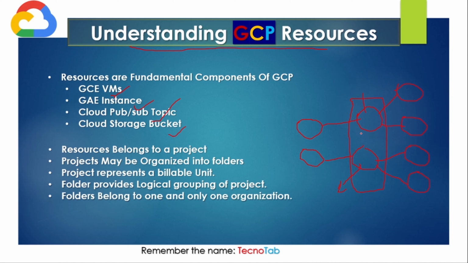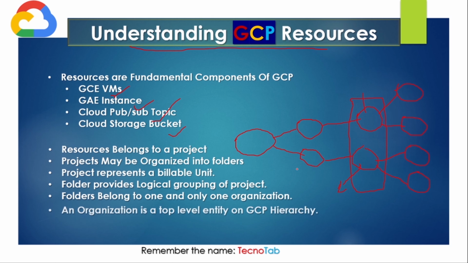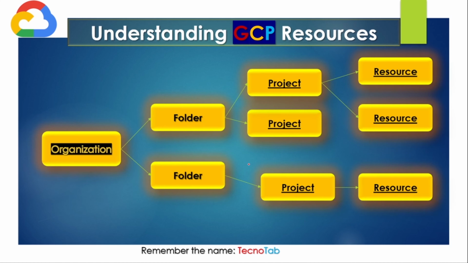The next thing is that these folders belong to an organization, and there will be only one organization where these folders will be represented. So you can say that the organization is the top level entity in the GCP hierarchy, right? You can understand this with the image that is represented here. You can see the resources that belong to a project, right? And these projects are grouped into folders and there is an organization, right?